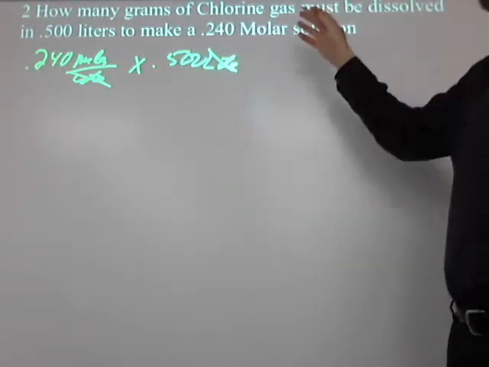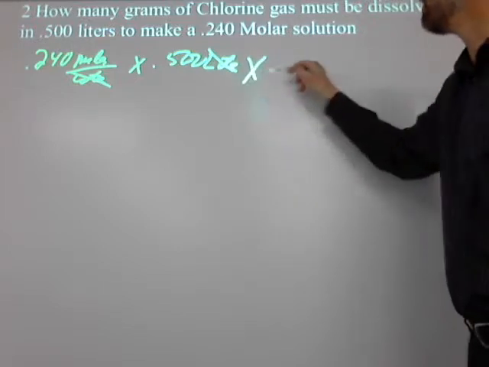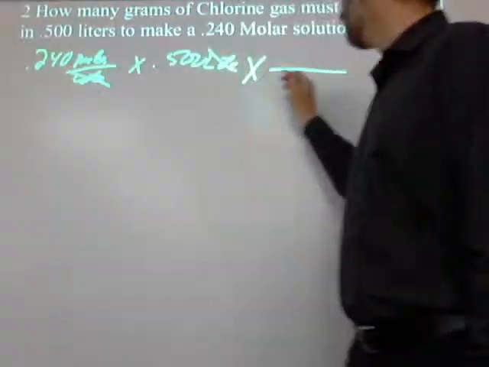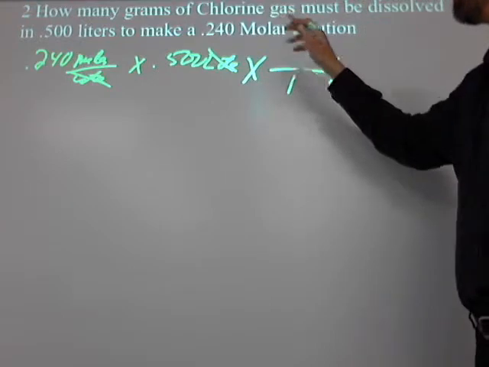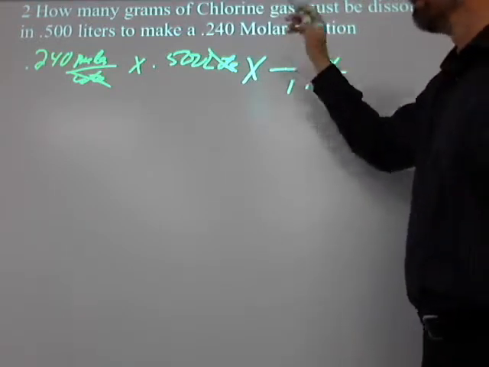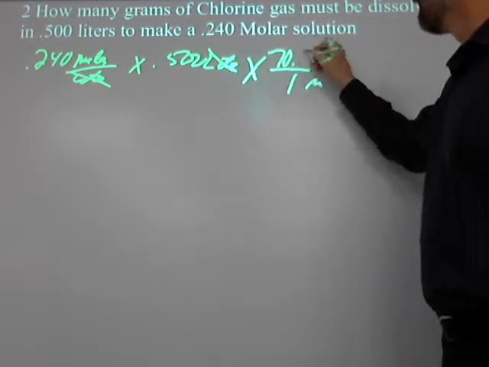And a question may ask you for moles. This one asks you for grams. You have to go 1 step beyond that. You have your moles now. You put moles in the bottom, grams in the top. 1 mole contains, for chlorine gas, which is diatomic, 70.906 grams.